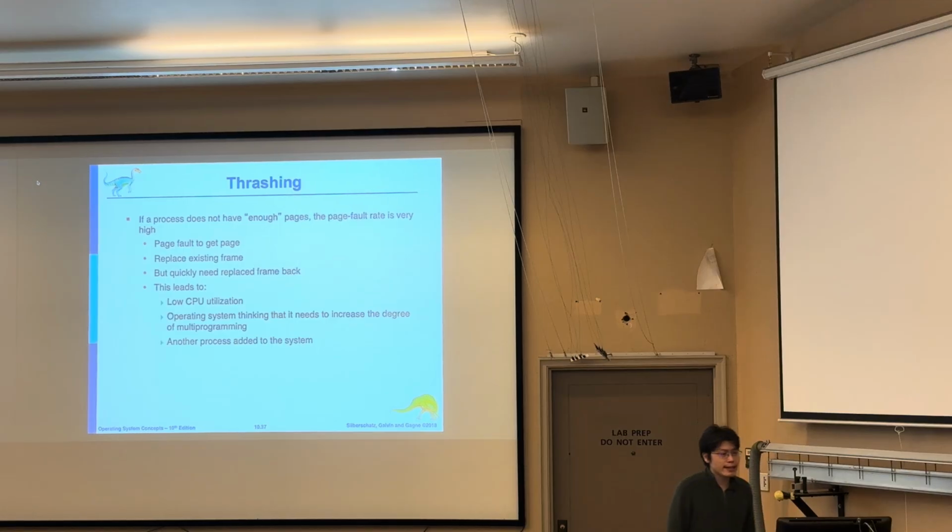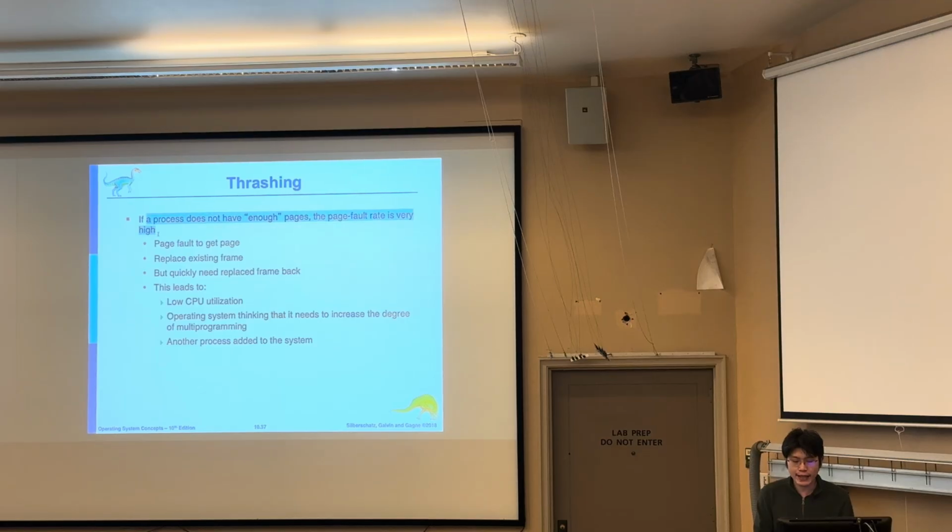So there's one last thing that we did not discuss, which is thrashing. Okay. So this is the definition of thrashing. It is a vicious cycle type of behavior that drops your machine's performance gradually. Okay. So it happens like this. If a process does not have enough pages, then the page fault rate is very high. Right? What does this mean?